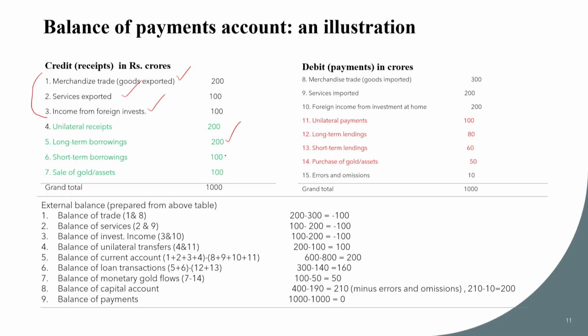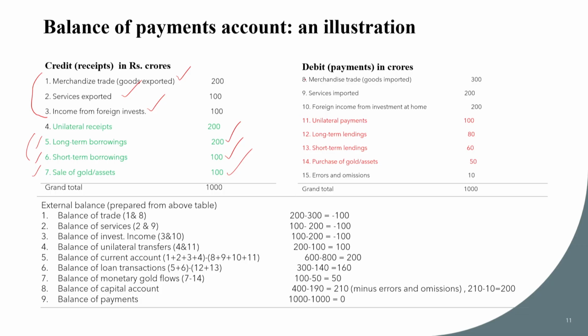Then even short-term borrowing also becomes a part of credit. And similarly, the sale of gold and other assets are all going to become a part of credit. You can see clearly items number 6 and 7 are clearly borrowing, but on the balance of payment account, this will be reported as a credit. And similarly, if you are selling assets like gold or any assets that we have abroad, any building or any factory, that also becomes part of our credit.